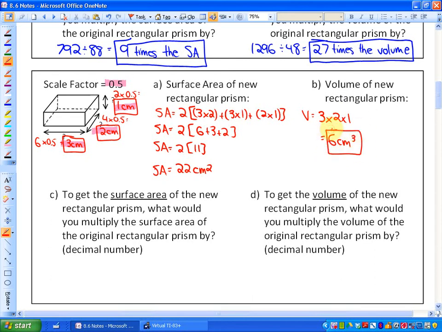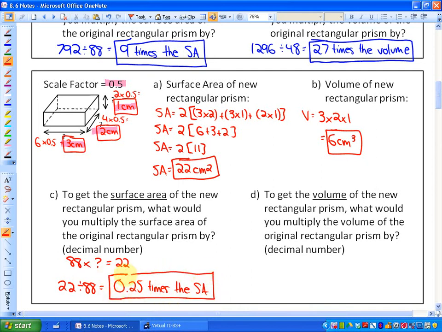So the same questions are going to follow here. To get the surface area of the new rectangular prism, so to get 22, what would you multiply the surface area of the original rectangular prism by? So the original was 88, so it's basically saying 88 times what number is the new surface area? Or if we divide, we can get that answer. So 22 divided by 88, it's getting smaller, so it should be a decimal number, and you will get that it's 0.25 times the surface area. So if we have a scale factor of 0.5, the surface area is 0.25 times as much.